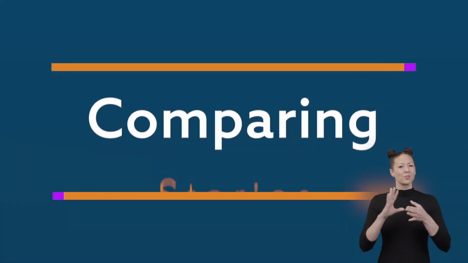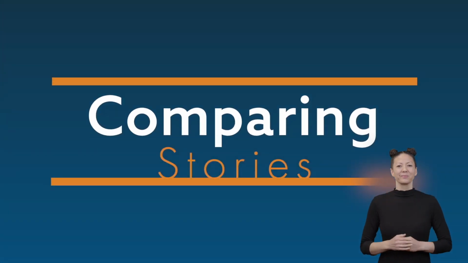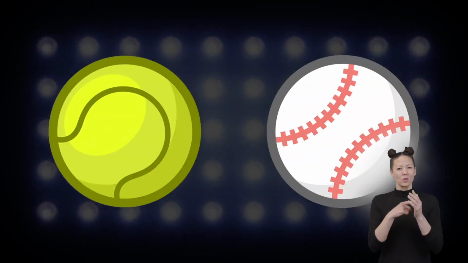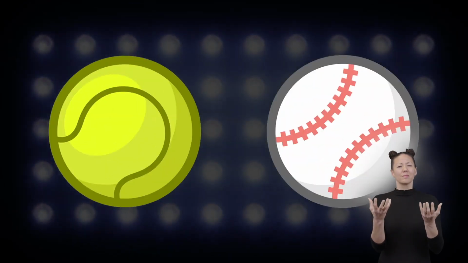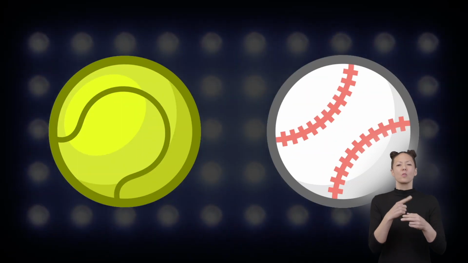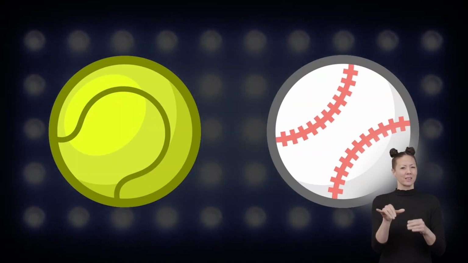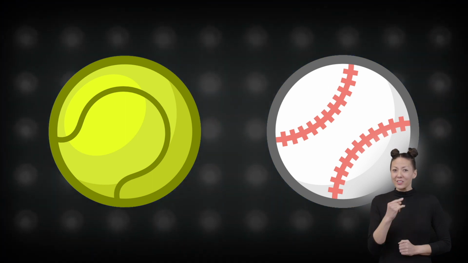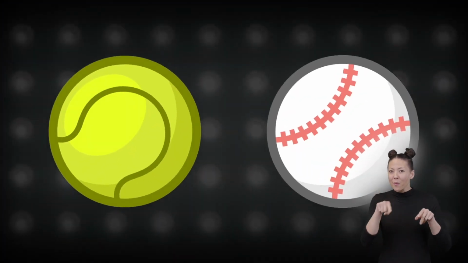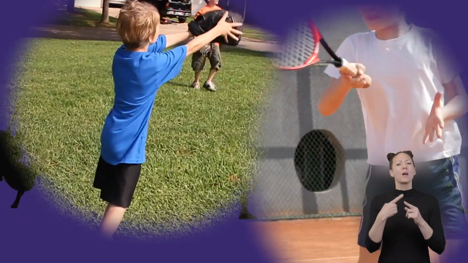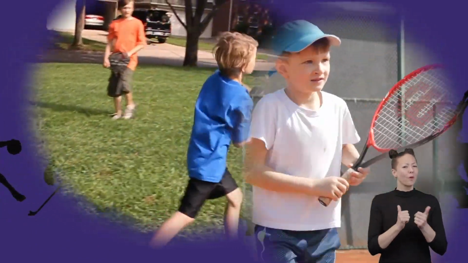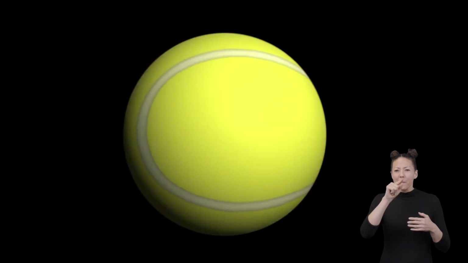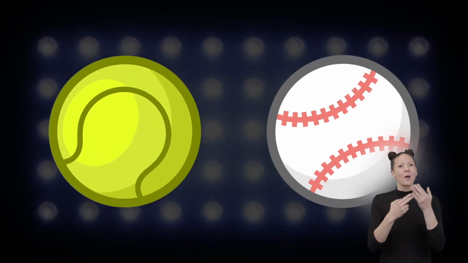Comparing stories. What do you notice about these two objects? Take a moment to name some of the things that they have in common. Did you say that they are both round? What about that they are both used for sports? They also both have similar patterns on them. They are about the same size too.